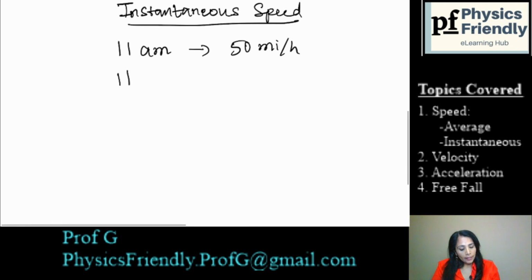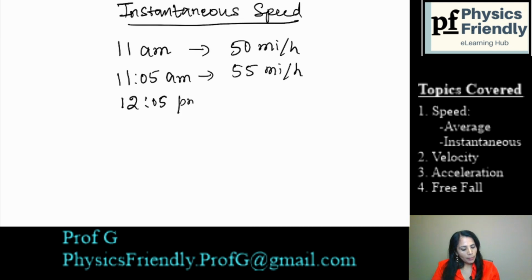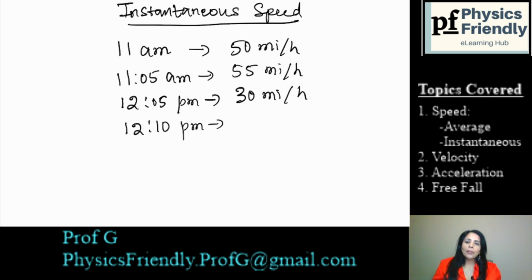So at 11:05 a.m., you're traveling at 55 miles per hour. At 12:05 p.m., you are traveling at a slower speed on the ramp, let's say 30 miles per hour. And then you come to a stop. There's a traffic light, so you come to a stop at 12:10 p.m. And when I say stop, your speed has to be 0 miles per hour.